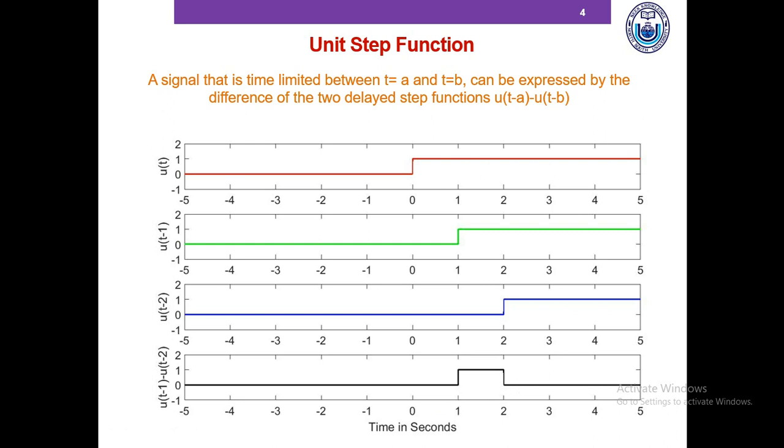Now we can just multiply our signal x of t, which exists only between 1 to 2 seconds, with the function u of t minus 1 minus u of t minus 2 to express x of t in terms of combinations of step functions.